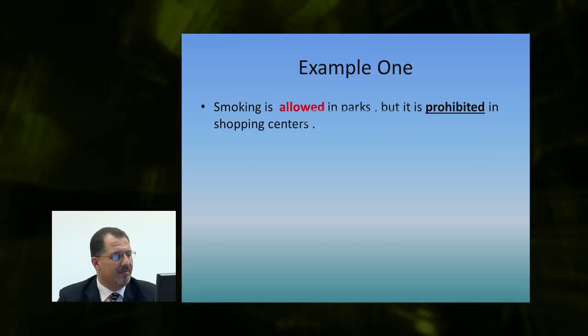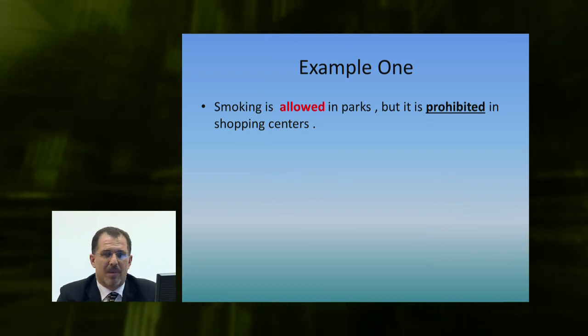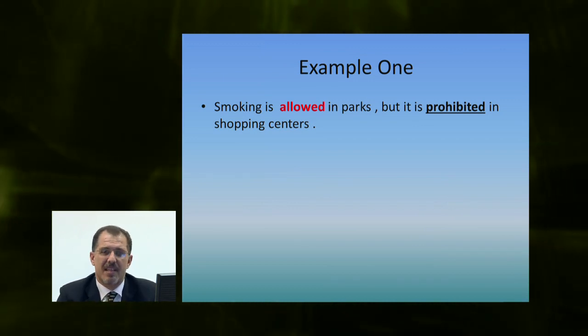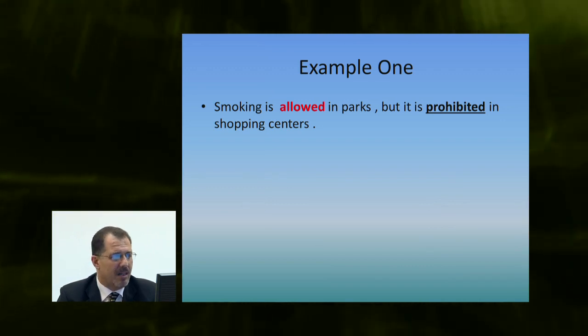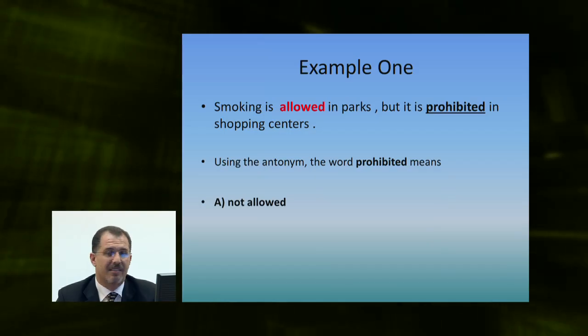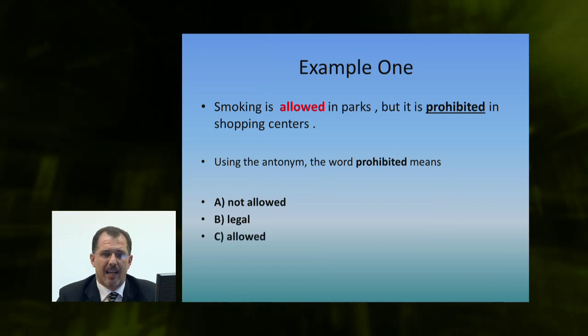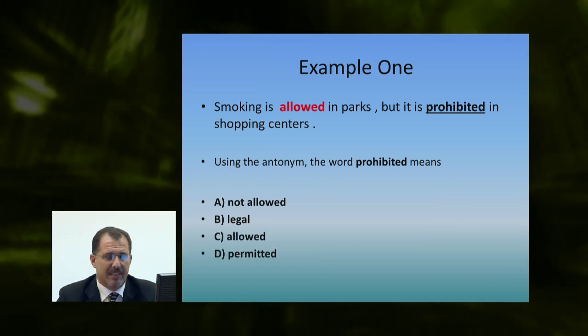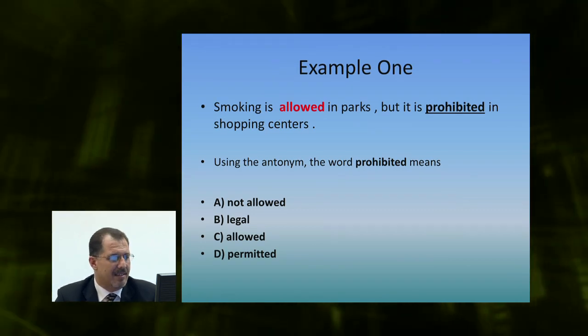Example 1. Smoking is allowed in parks, but it is prohibited in shopping centers. Again, smoking is allowed in parks, but it is prohibited in shopping centers. Using the antonym, the word prohibited means not allowed, legal, allowed, permitted. Take into consideration that we have but in the sentence.